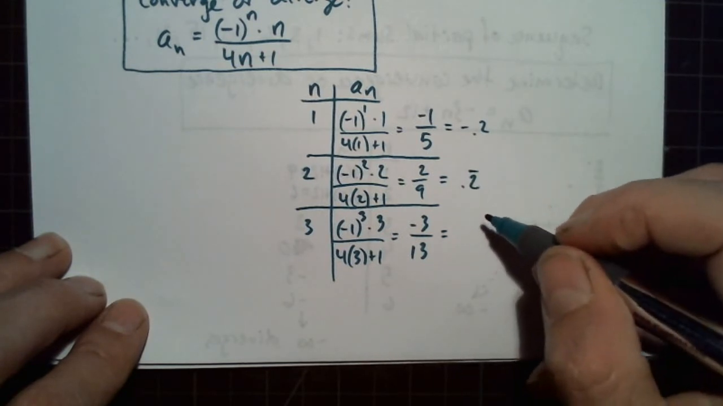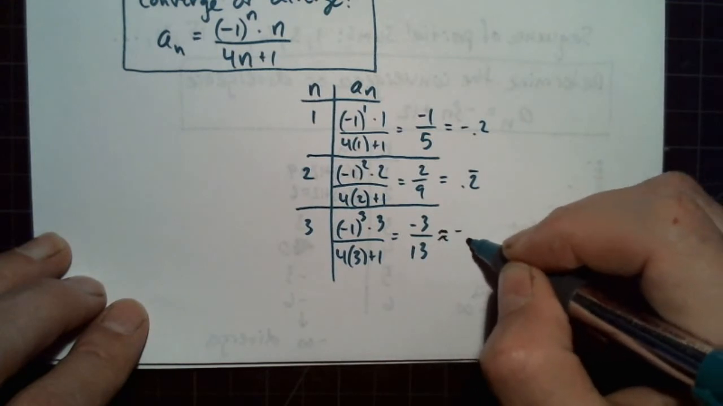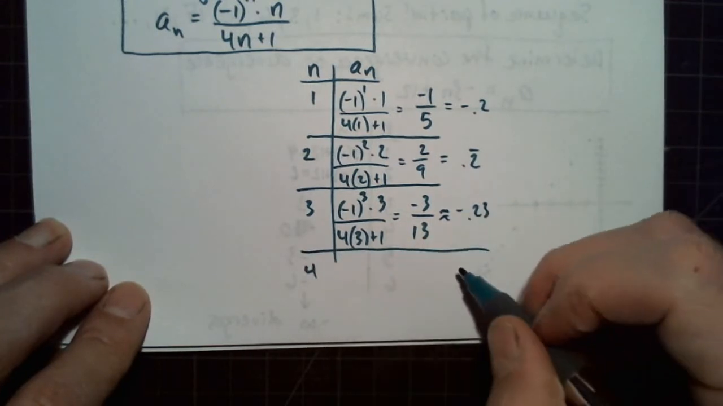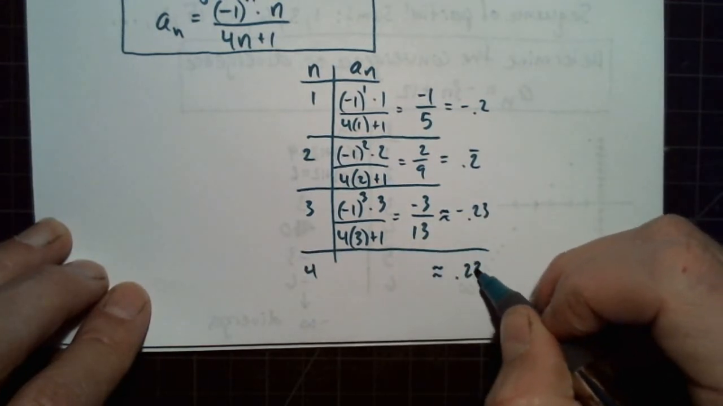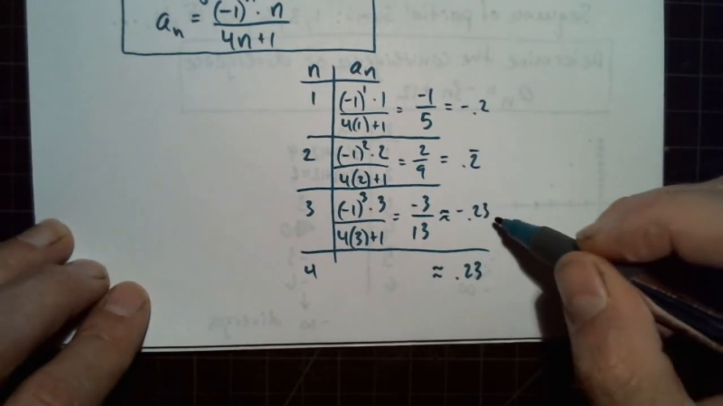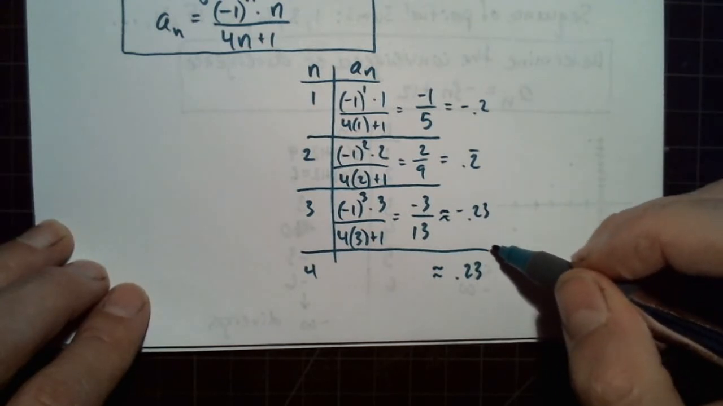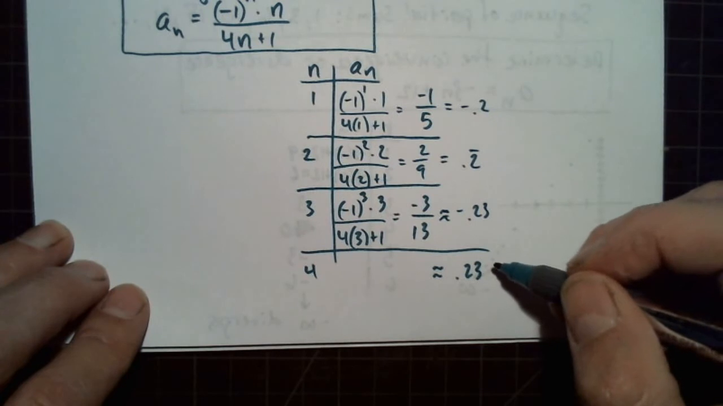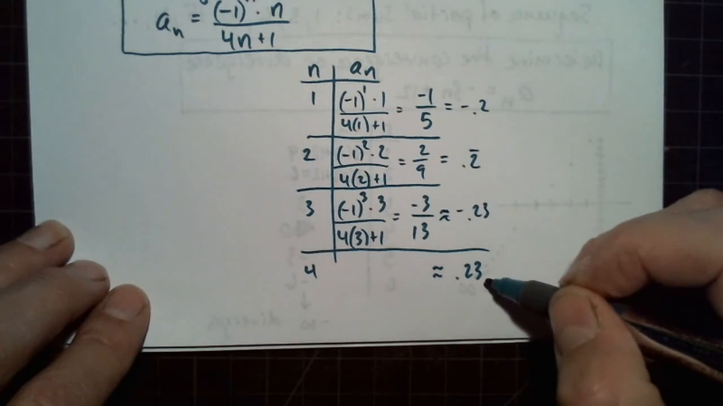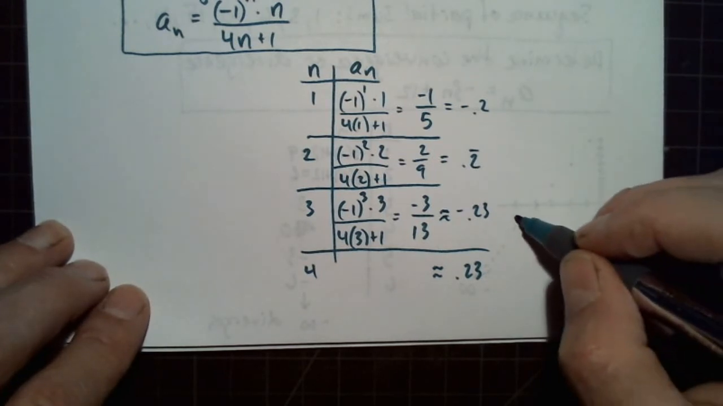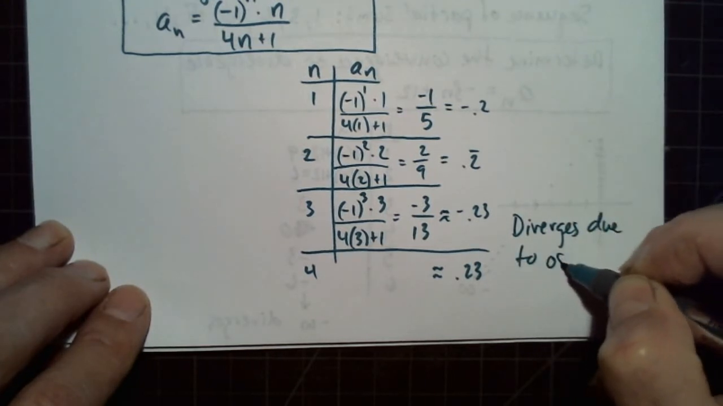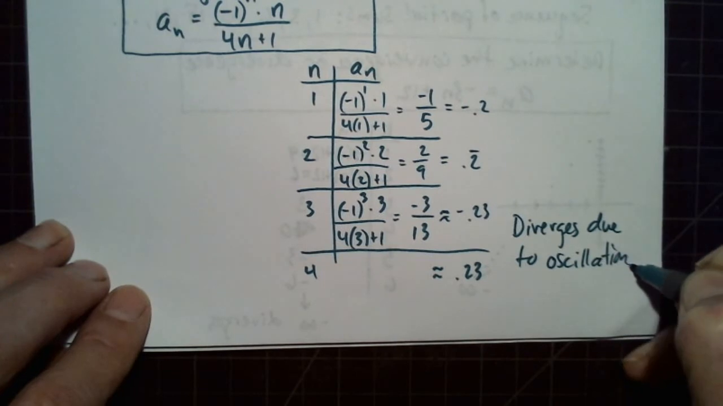This is equal to approximately negative 0.23 if we use the calculator. And when we put in a 4, we have approximately 0.23. These numbers would be different if we continued writing them, but it looks like we're approaching negative 0.23 and positive 0.23, and that's called oscillation, where we're just going to keep getting closer to two different numbers. We say that this diverges due to oscillation.